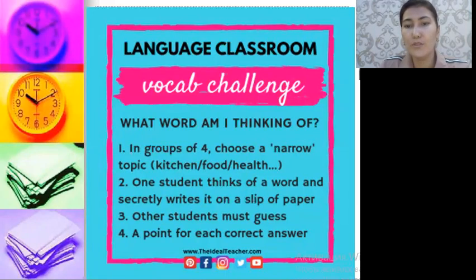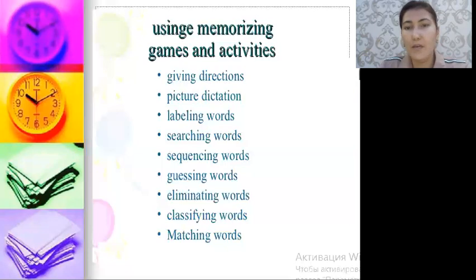So what word am I thinking of? So the procedure is, in groups of 4, choose a narrow topic, kitchen, food, or health, and one student thinks of a word and secretly writes it on a slip of paper. Other students must guess, and a point for each correct answer. It's also a very interesting vocabulary game.